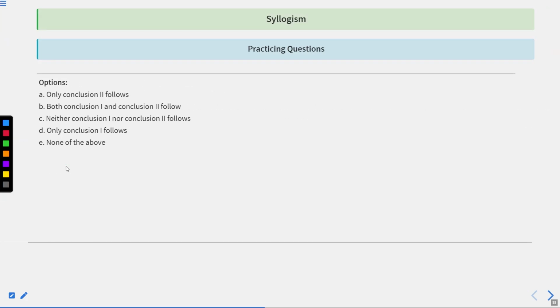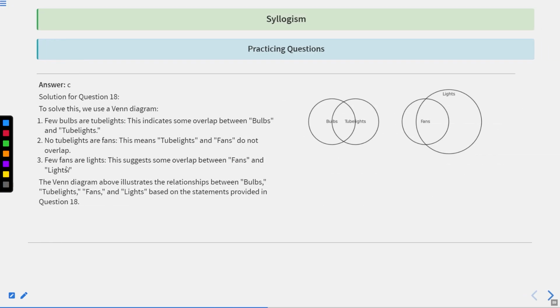Now let's go to this solution and figure out the correct representation of statement number 1, which says that few bulbs are tube lights. This is the circle representing bulbs, and this is the circle representing tube lights. This intersection shows that there is some relation between bulbs and tube lights, therefore the Venn diagram for statement number 1 is correct.